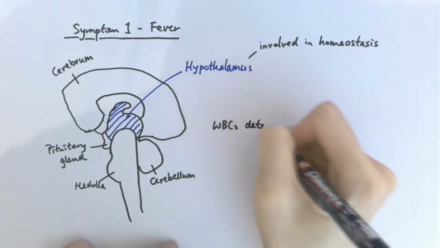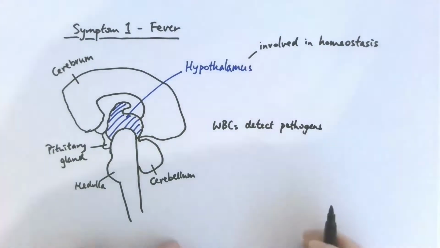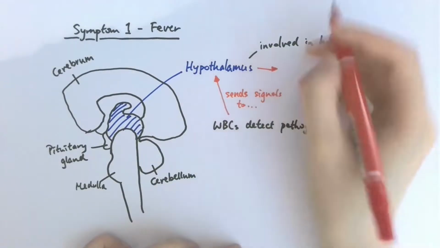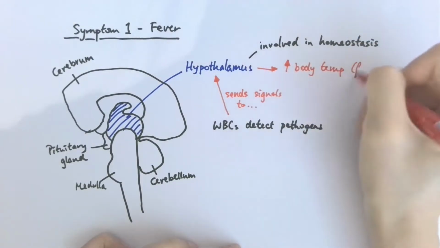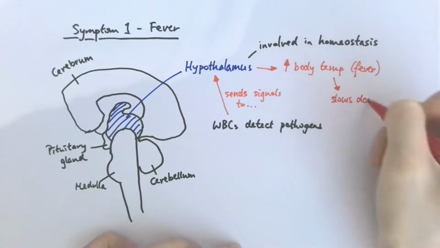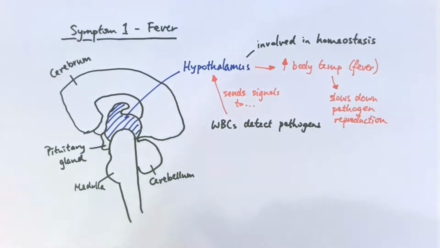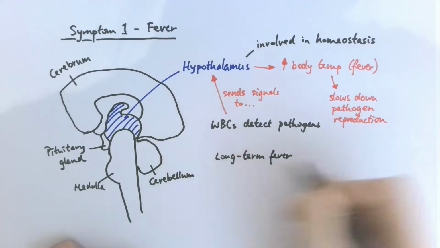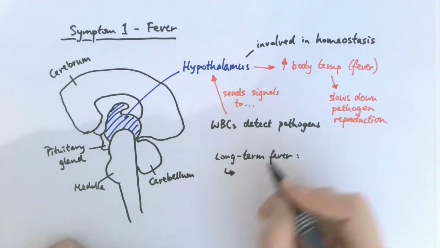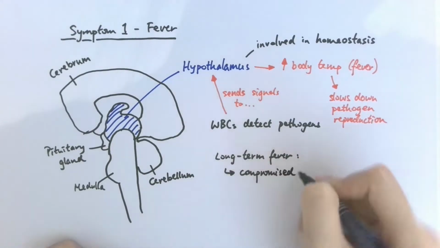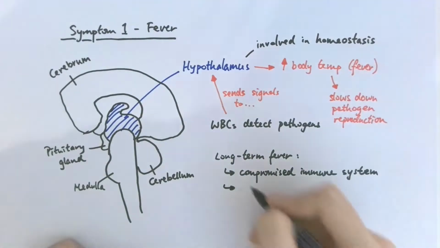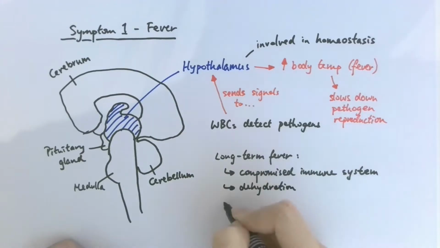Now, one of the things that is maintained by the hypothalamus is our core body temperature. When the white blood cells detect the pathogens in our body, they will release chemicals to the hypothalamus to raise our body temperature, which slows down or even prevents the reproduction of the pathogens. So having a fever is a sign of infection, but it's also a sign that your immune system is working properly. The problem is when you have a really high fever for a really long time, as it may mean that your immune system is compromised and it could lead to other complications such as dehydration.